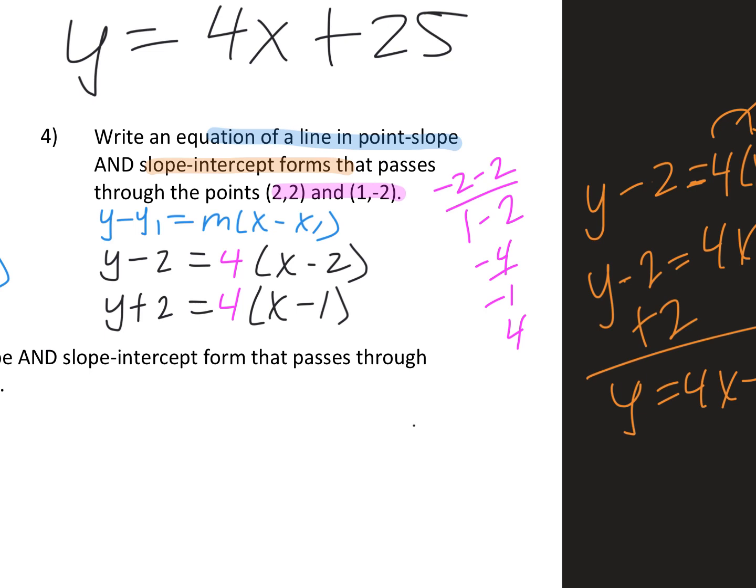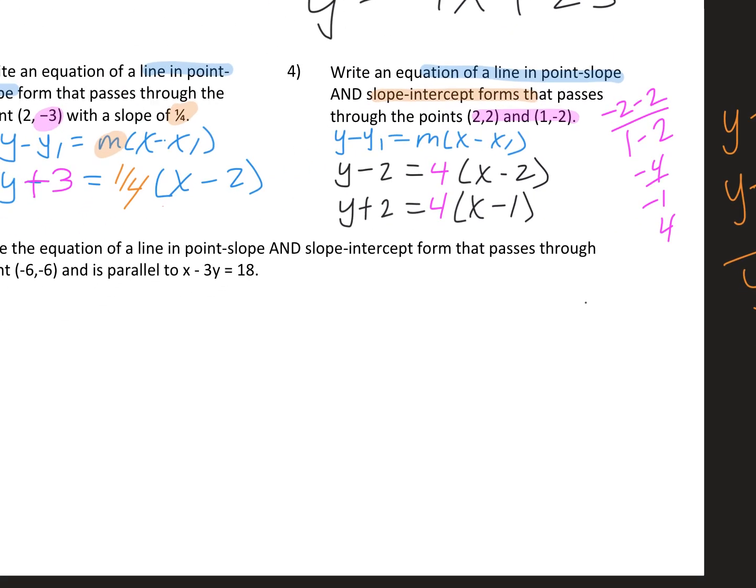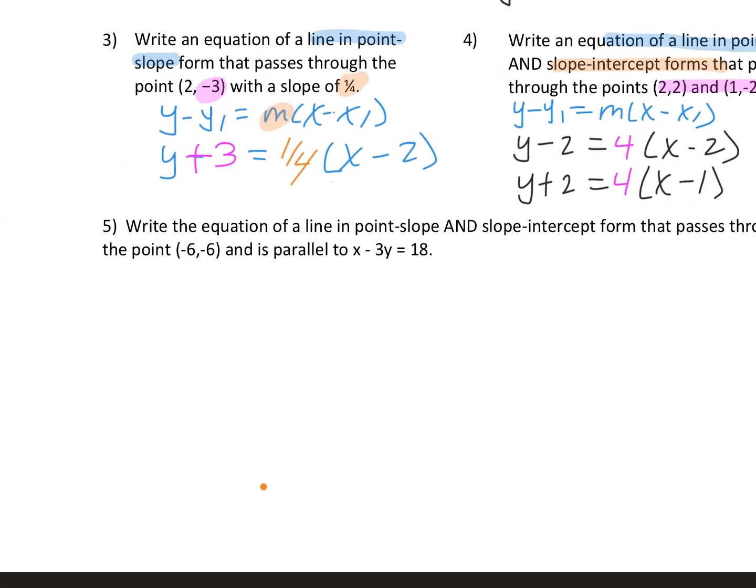So either of these answers is correct for the first part, but only one answer is correct. No matter which point slope you started out with, you should get y equals 4x minus 6. Okay, any questions about 1 through 4? Okay, you've got yourself a B if you know how to do that on this section. So the level 4 question is going to look like number 5.